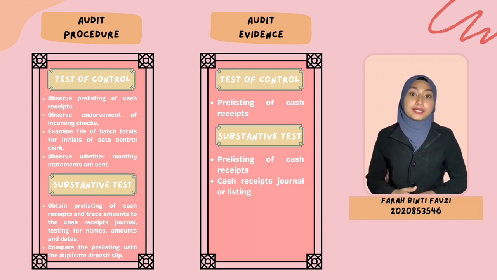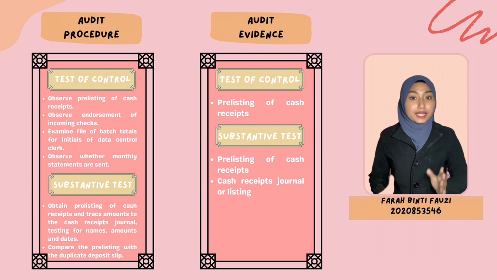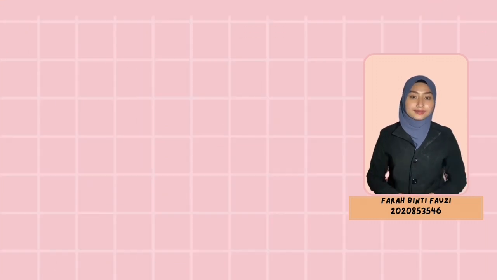The company needs to obtain a pre-listing of cash receipts and trace amounts to the cash receipts journal, testing for names, amounts, and dates, and compare the pre-listing with the duplicate deposit slip. Next, the audit evidence for the test of control is the pre-listing of cash receipts. Meanwhile, for the substantive test, they are the pre-listing of cash receipts and the cash receipts journal or listing.